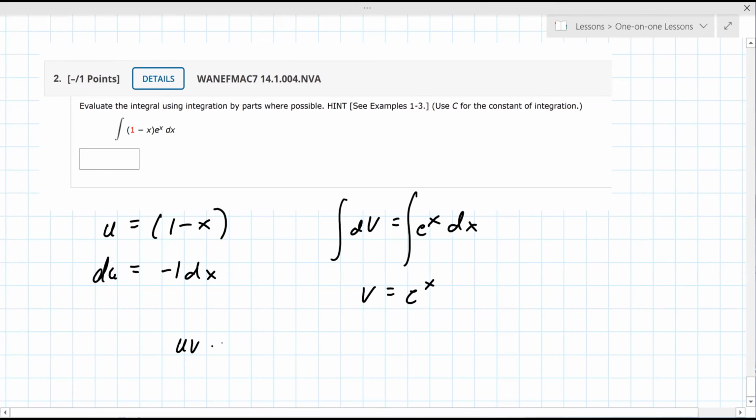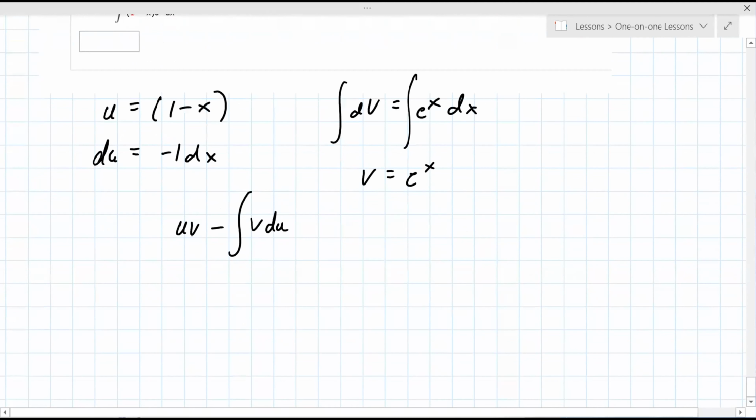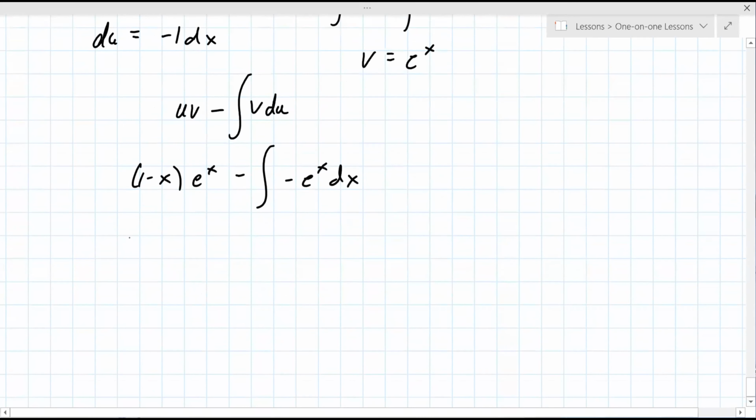You have to remember uv minus the integral of v du. So we have all of that. Your u is 1 minus x, your v is e to the x, minus the integral of v du. So these two together, I'll write out minus e to the x dx. These two negatives become a positive, so you get 1 minus x times e to the x plus the integral of e to the x dx. And this one is just e to the x.